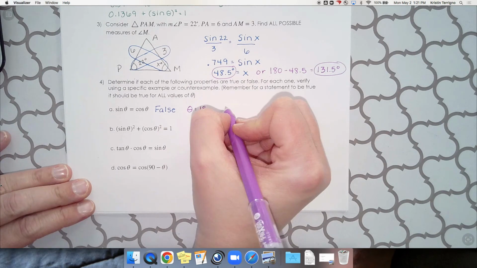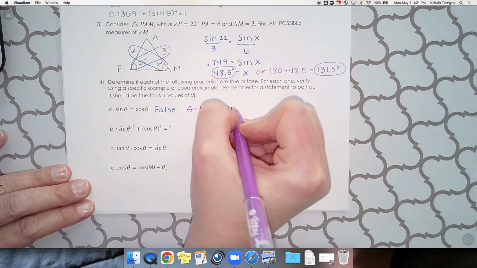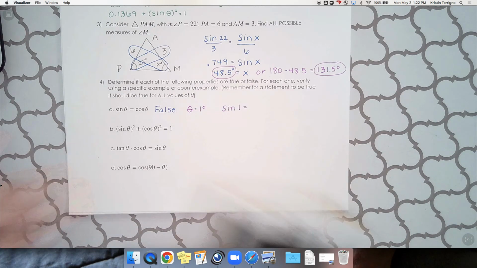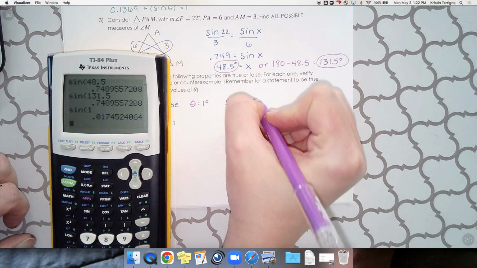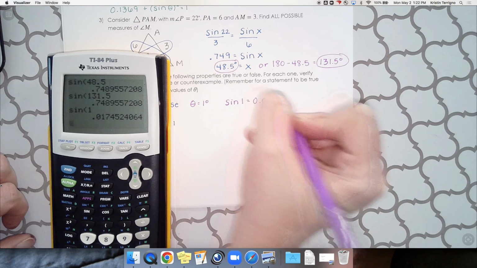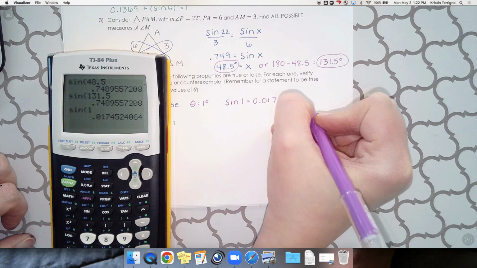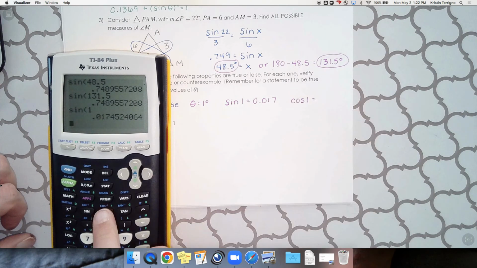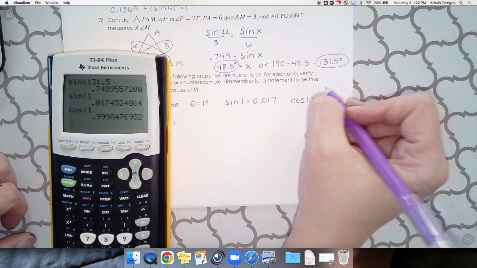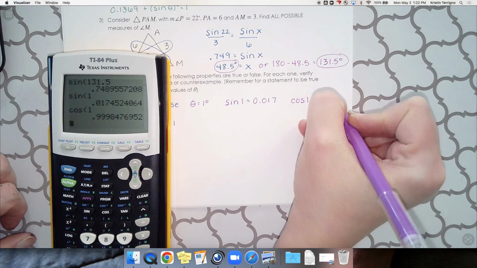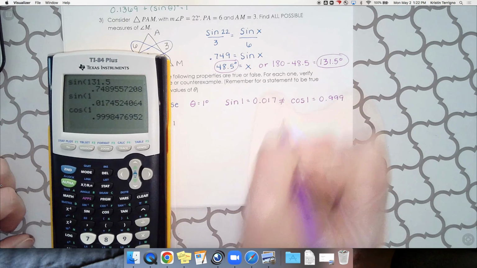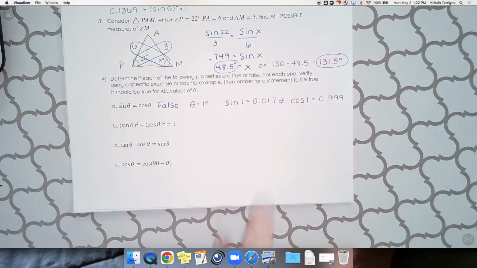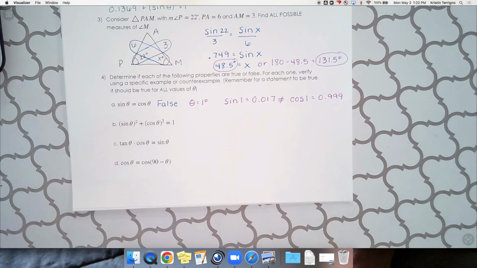So if I do sine of 1, that's equal to, it's going to be something real tiny, 0.017. And then if I do cosine of 1, it's going to be something real big, yep, 0.999, okay? And these two things are not equal to each other. This is what I mean when I say show me a counterexample, like plug some numbers in and show me that it's not true, okay?